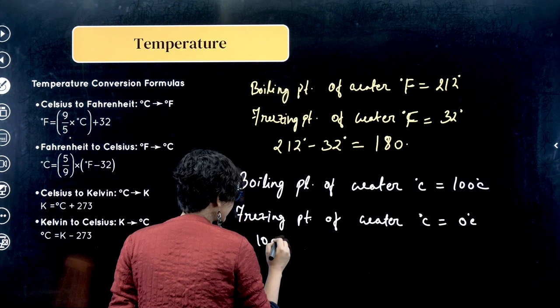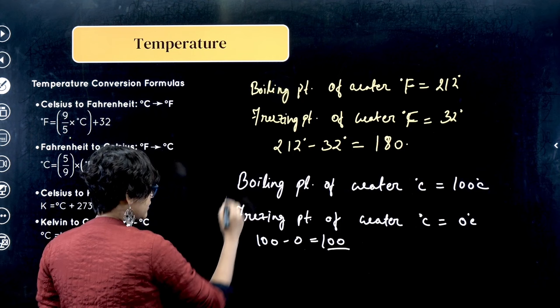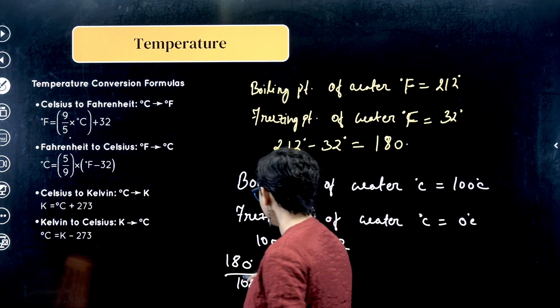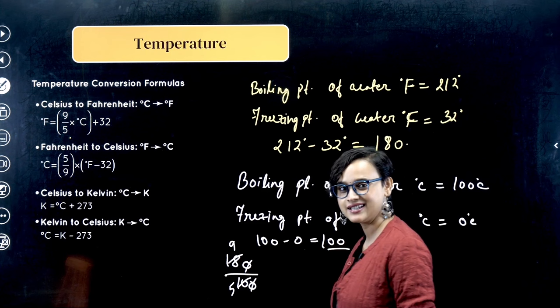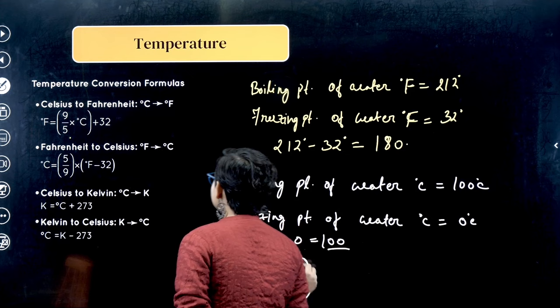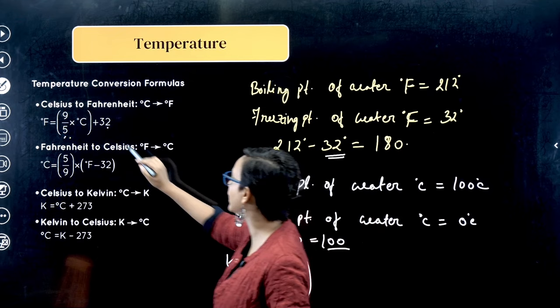Yes. Now check it out here. 180 divided by 100. If I solve it, see what happens. The 0 and 0 cancel. 2 5s are 10 and 2 9s are 18. So 9 by 5. Are you getting 9 by 5? Yes. So this is the 9 by 5 that you write down here, and 32 you are adding, this freezing point here, okay?